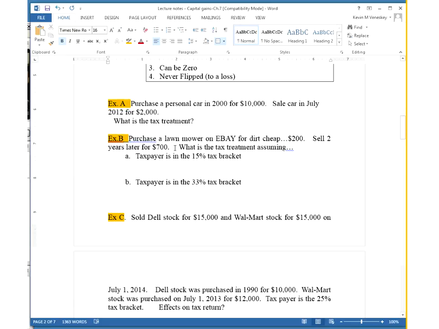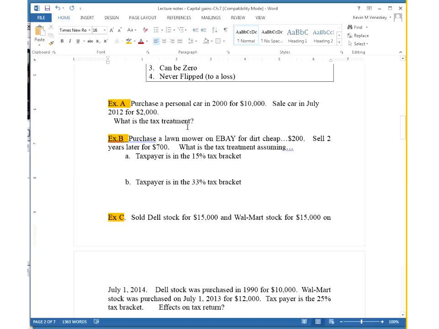All right, so let's look at a couple examples. We purchased a personal car in the year 2000 for $10,000. We turn around and sell it 12 years later for $2,000. All right, so the tax treatment here, we can answer these questions. What is the realized and recognized loss? Well, the realized loss is $8,000, what I bought it for less what I sold it for. There's an $8,000 difference. And it would be long term because of 12 years, anything over a year.